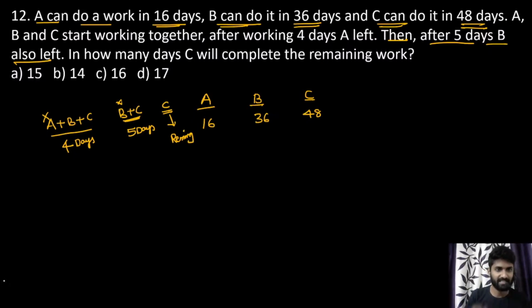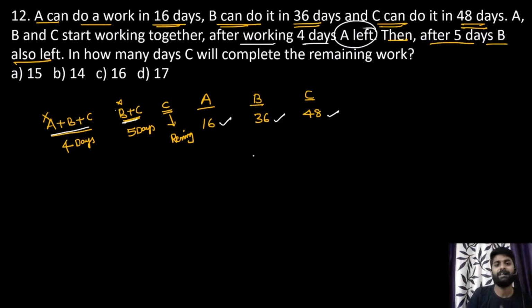What is the question? A can do the work in 16 days, B in 36 days, C in 48 days. Initially all are working together. That is the information I am writing. After 4 days A left means A, B, C worked for 4 days. Again, after 5 days, B left means B and C worked for 5 days. After 5 days, B left the work. Now C was working alone, so he completed the remaining work. That is the entire question.